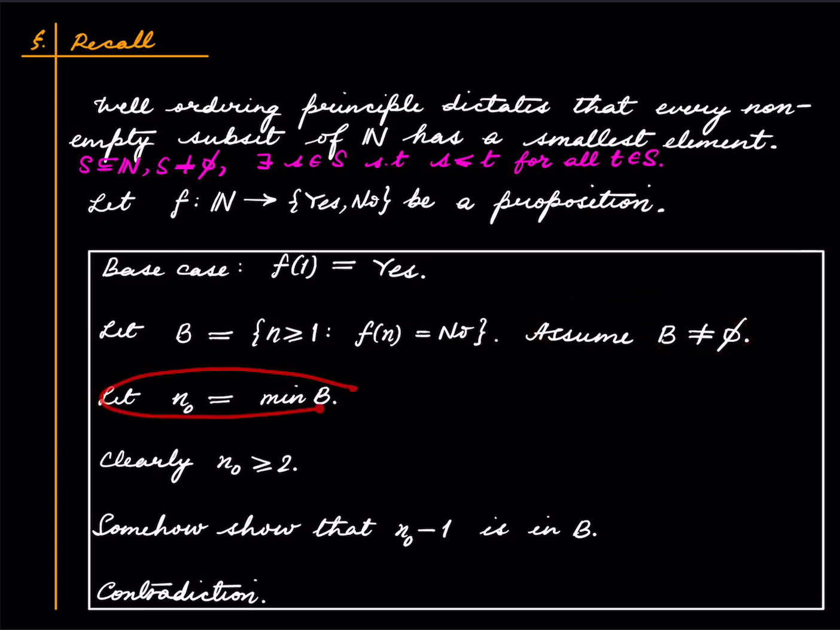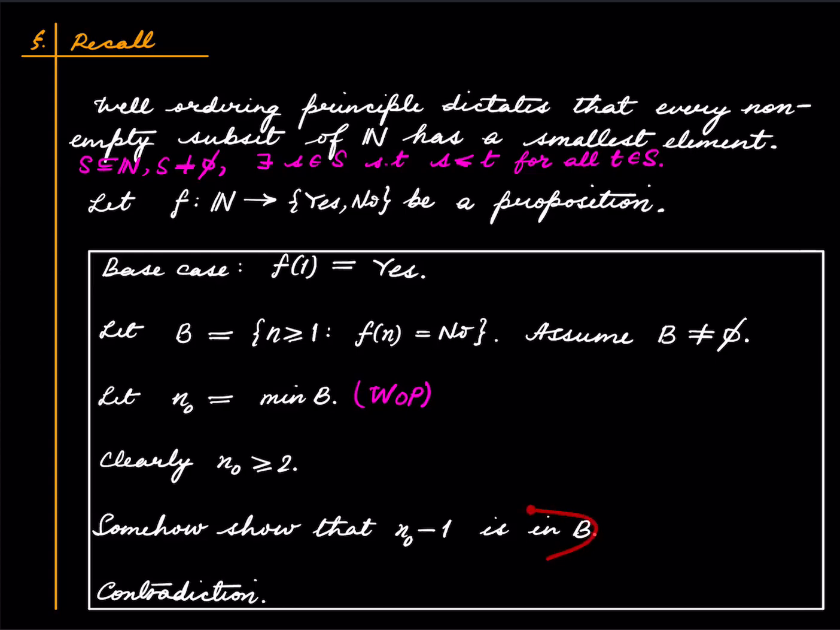And now by the well-ordering principle, we can find some n naught, which is the smallest element of B. Okay, and by the base case, this n naught cannot be equal to 1, because if n naught were equal to 1, then since n naught lies in B, we would have f of n naught is no. But we've already seen that f of 1 is yes by pure computation. So n naught is at least 2.